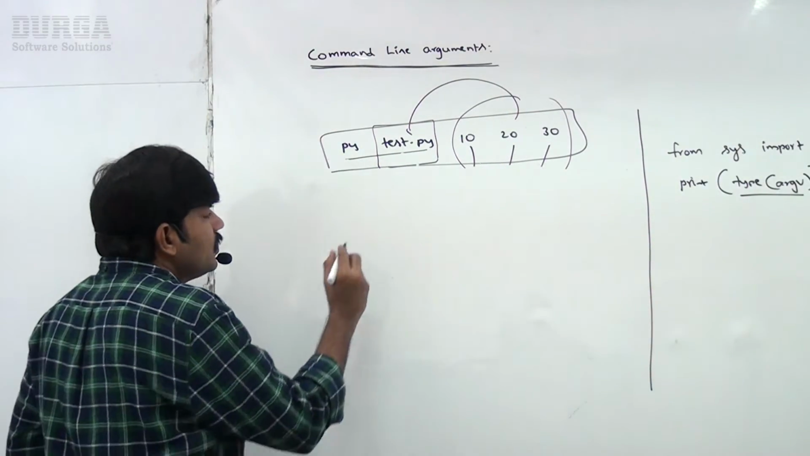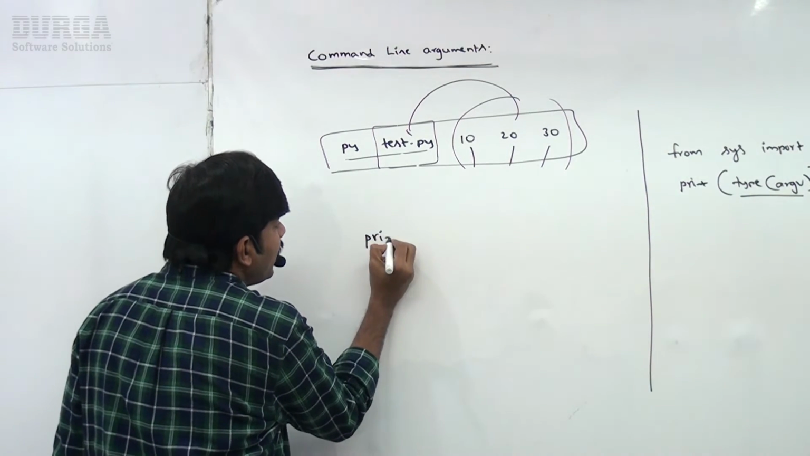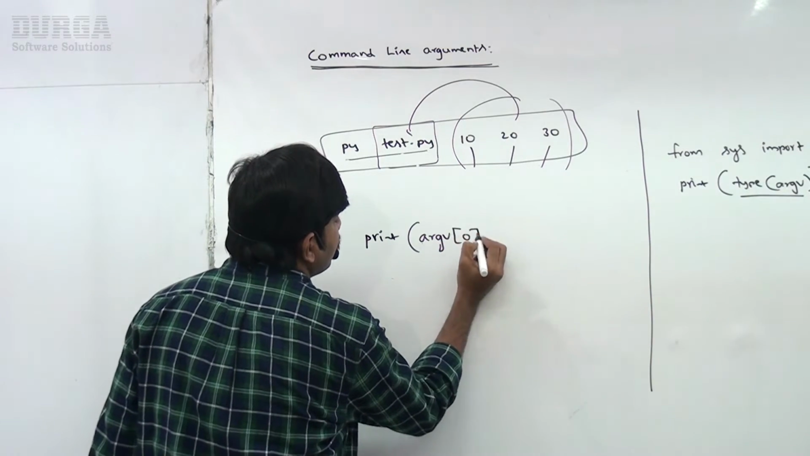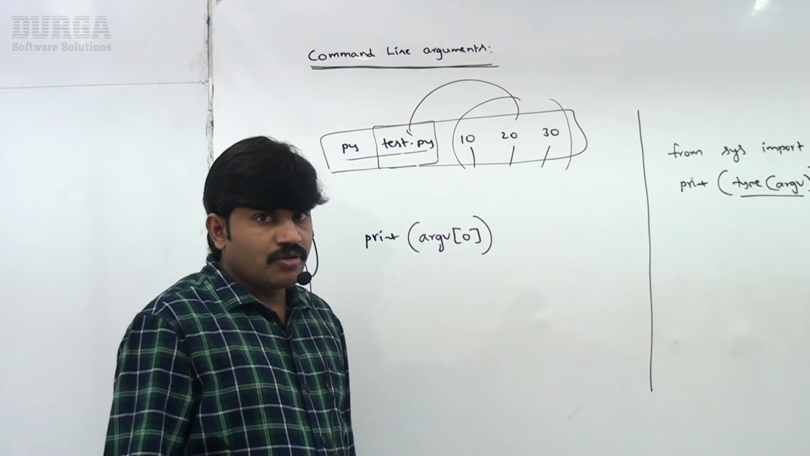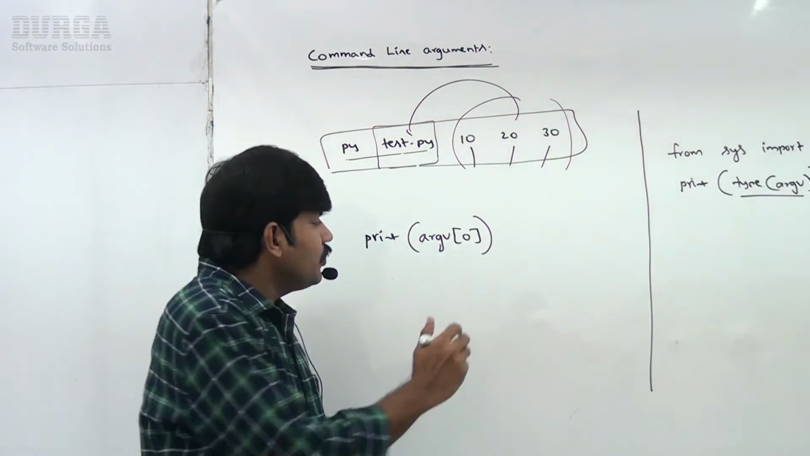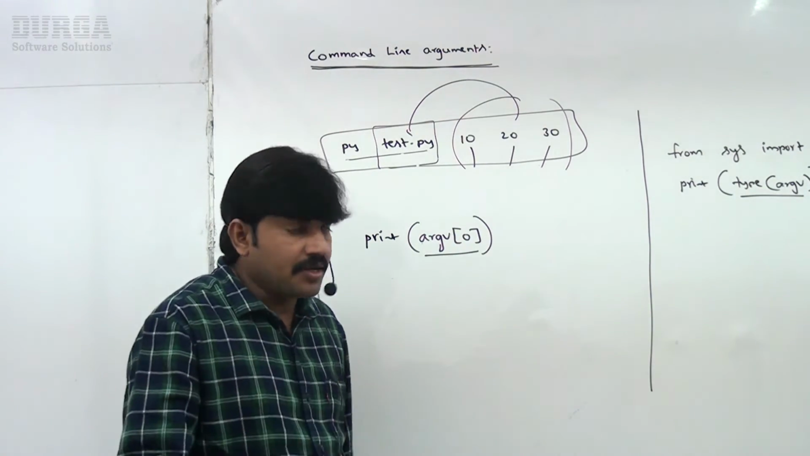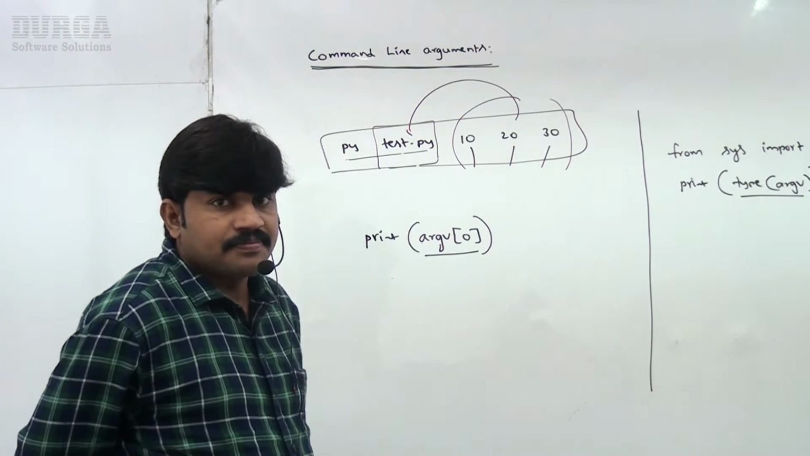Sir, now inside my Python file, I'm taking print of argv of 0. Please confirm what answer we are going to get. List elements, the first element, how can you access it? By using an index, we can access list elements, right? Please confirm argv of 0. What answer are we going to get?